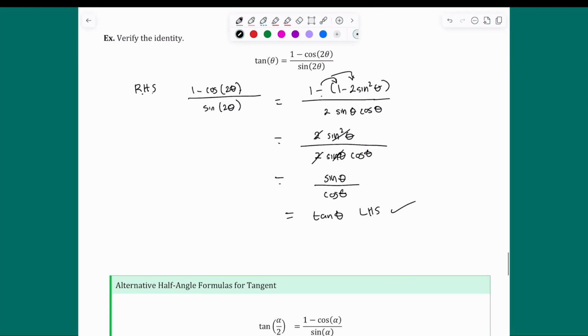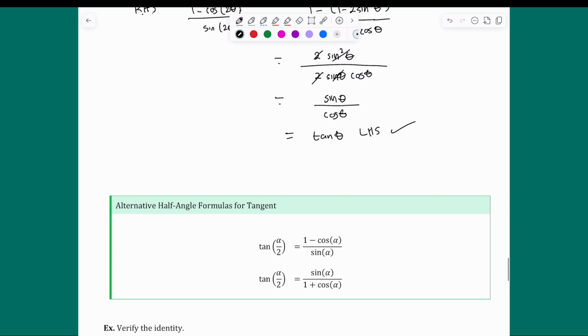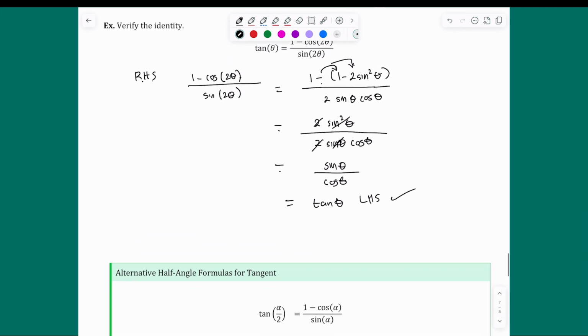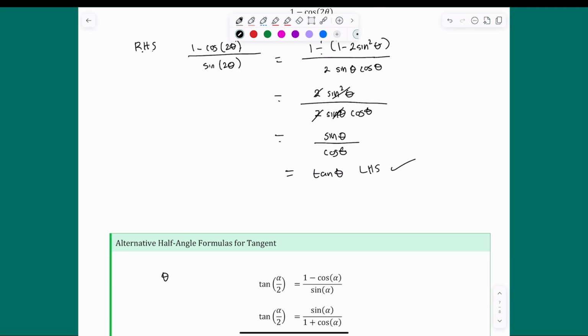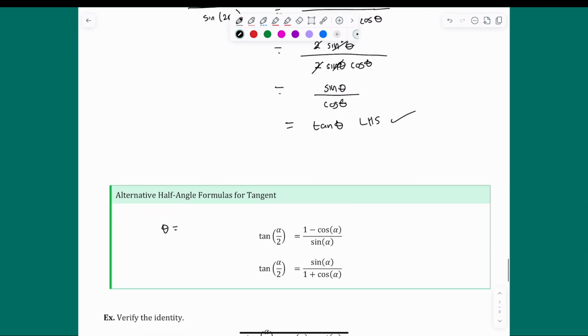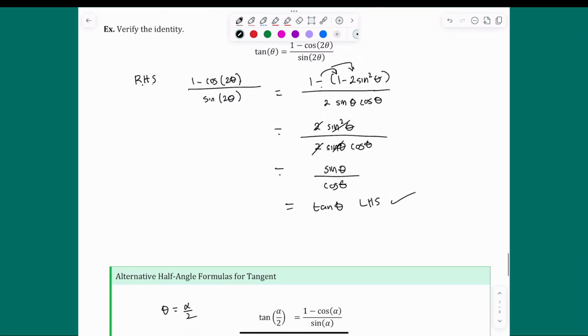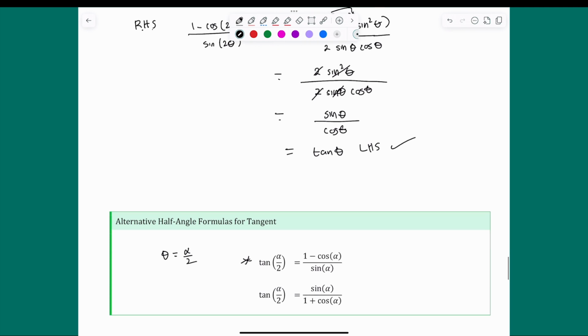Alternative half angle formulas for tangent. So tangent of alpha over 2 can be written as follows. Essentially from what we just saw in this previous identity, if you make a substitution for theta and replace theta with alpha over 2, you could see that's equivalent to this formula here. Okay, tangent of alpha over 2 equals 1 minus cosine of alpha over sine of alpha.